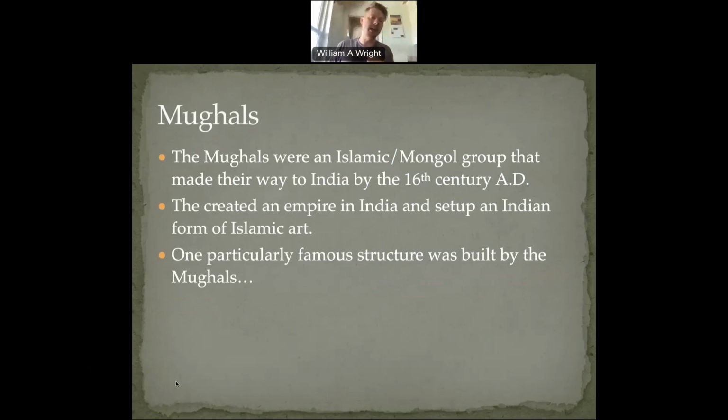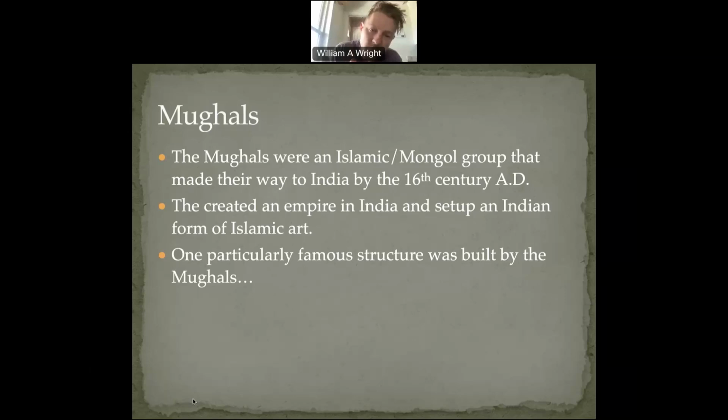The Mughals are an Islamo-Mongol group that makes their way to India by the 16th century AD. Really what happens is that the Mongols invade the Middle East, like we talked about before, and like I said, a lot of them convert to Islam, and some of them stay and intermix. There's this Mongol-Persian group of people, descendants of the Mongols, reigning after the victories of the Mongols, and they spread. It's interesting because they spread westward and then back east towards India. They create an empire in India and set up an Indian form of Islamic art.